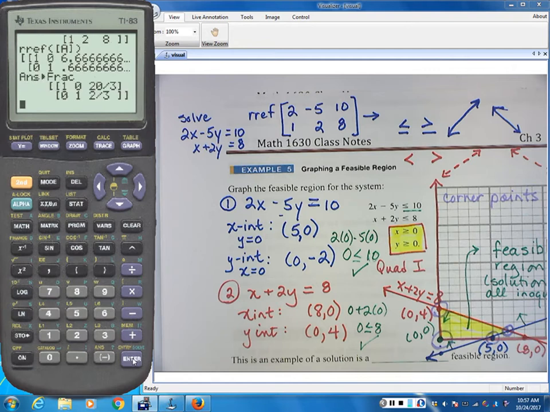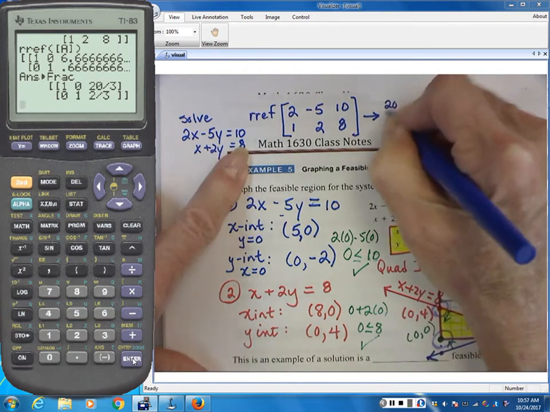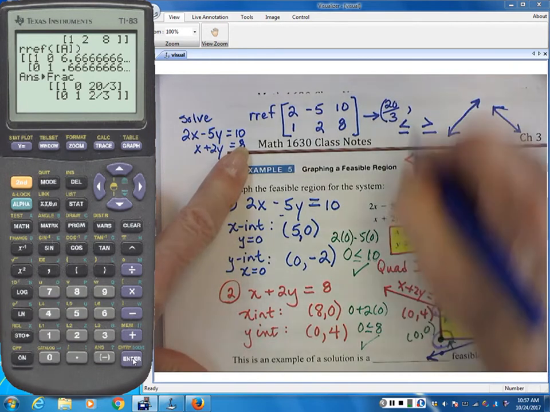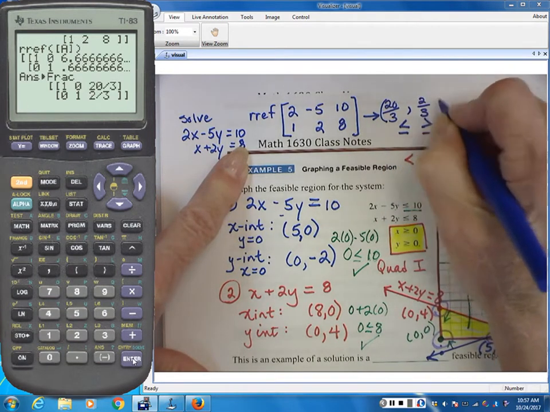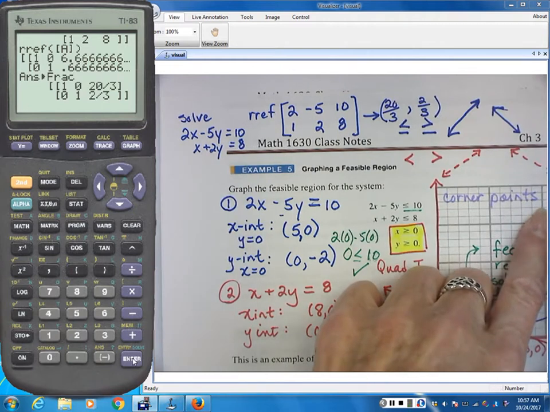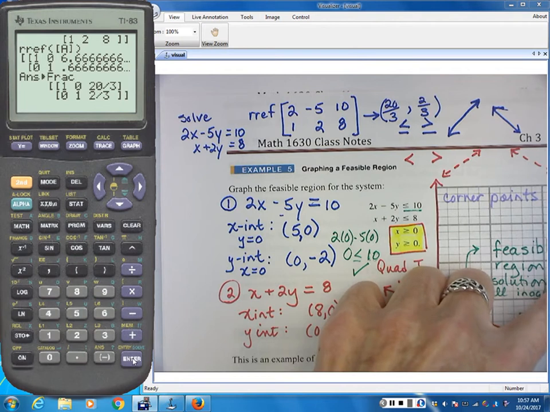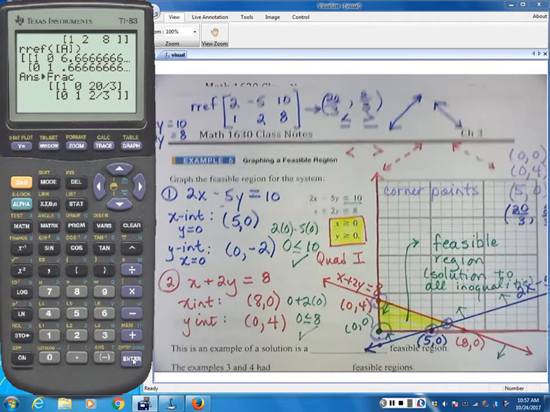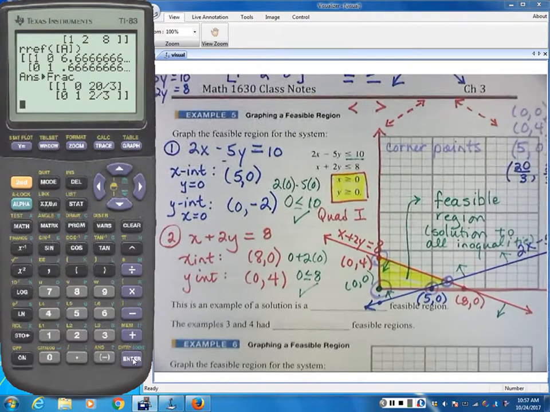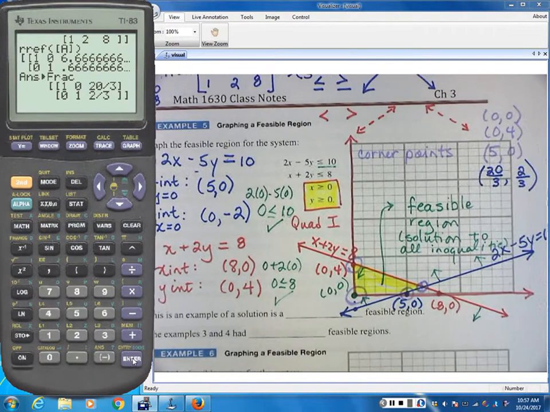So x is 20/3. And y is 2/3. So that makes that our final corner point. So now we have all the corner points. So you do still need to remember how to do Chapter 2. Okay?